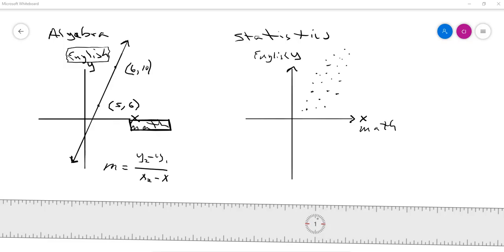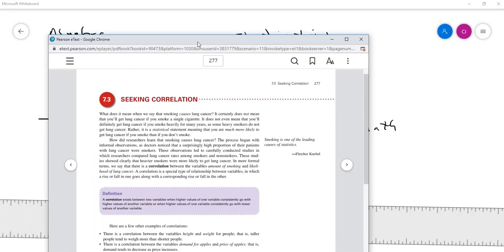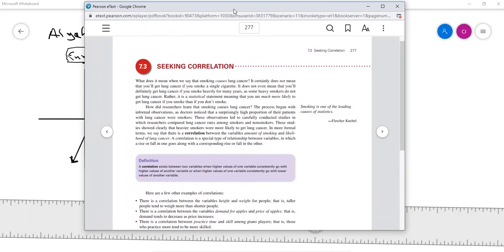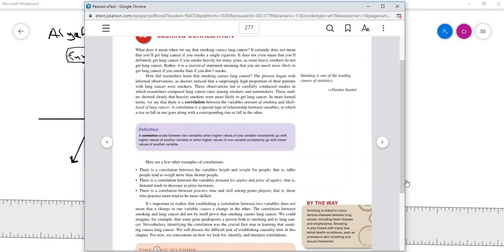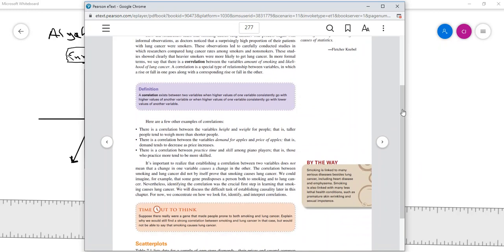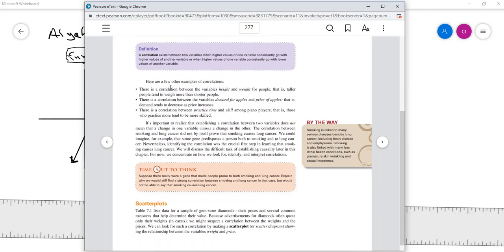There it is. Okay, so this is the ebook, and it says here that a correlation exists between two variables when higher values of one consistently go with higher values of another, or when... Now, not that I am disagreeing with the authors here on this definition, but it really could be better.